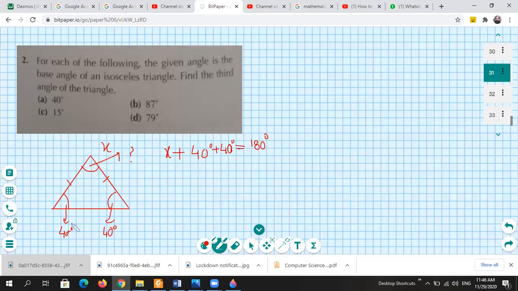So base angles are 40 and 40. So X plus 40 plus 40, which is 80, equals 180 degrees. So X will be 180 minus 80, X equals 100 degrees. So this was part A.